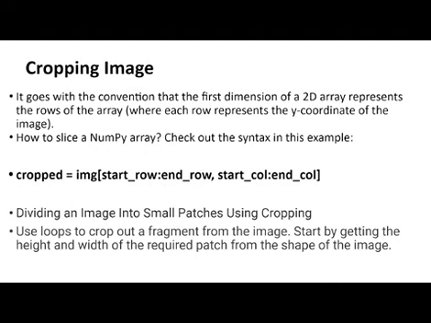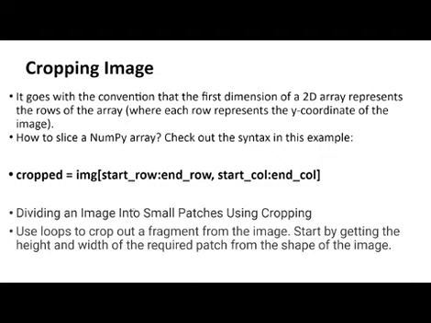In cropping, there are some conventions: the first dimension of a 2D array represents the rows of the array, where each row represents the y coordinate of the image. So this is the syntax for slicing a NumPy array: crop equals image, with two dimensions, that is the start row to the end row, then the start column to the end column. So this is your syntax.